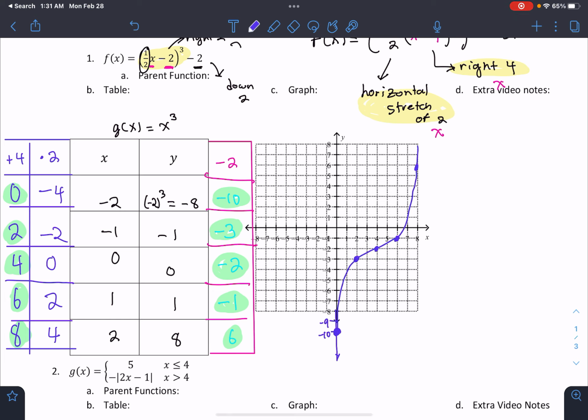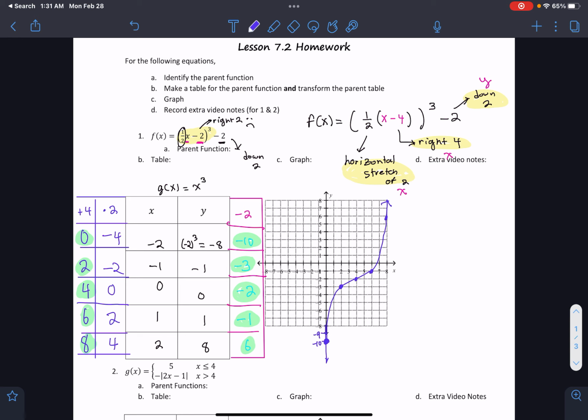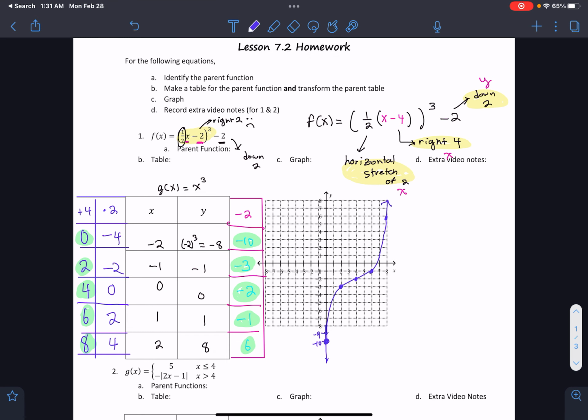And then I put everything together, and I get this wonderful function. This looks like a cubic function. It looks like it did get stretched out by 2. It definitely looks like it got shifted by 4, and it does look like it got pushed down by 2. So this is how you do this first function. So these are transformations and using parent functions. I hope that helped for that one.